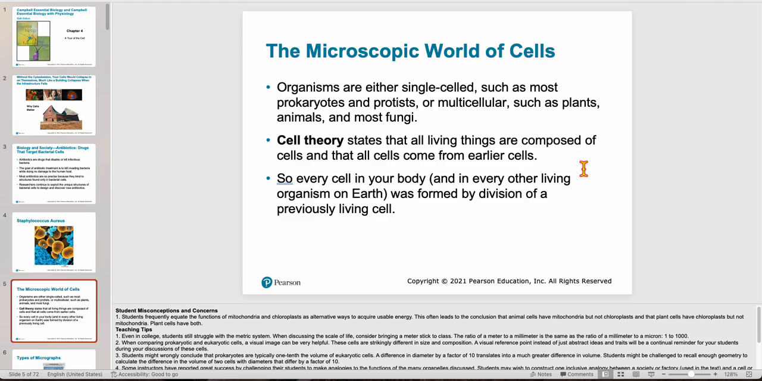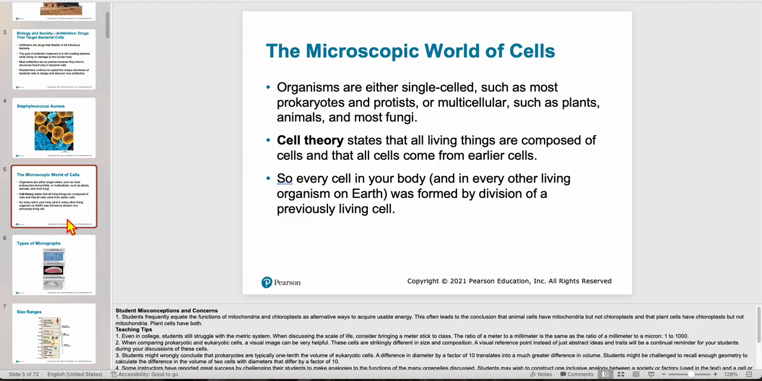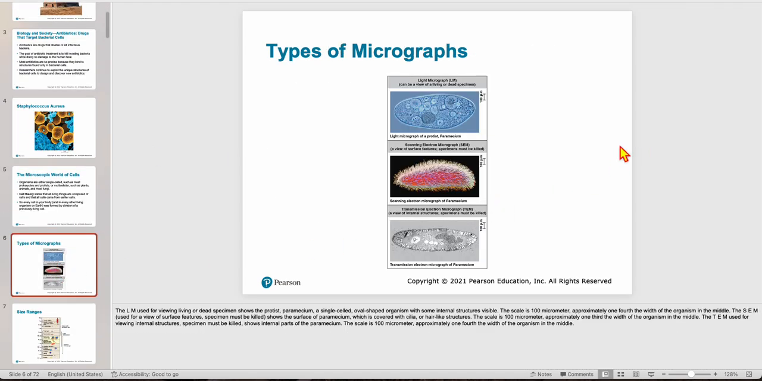How does a little baby grow into an adult? Well, it must have cell division. So cells must be dividing. So living cells will divide. Okay, next slide. This slide here gives you the same example.